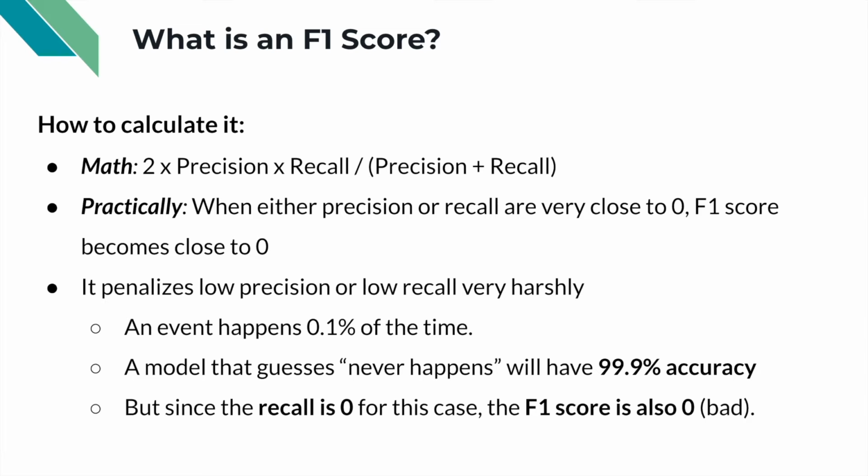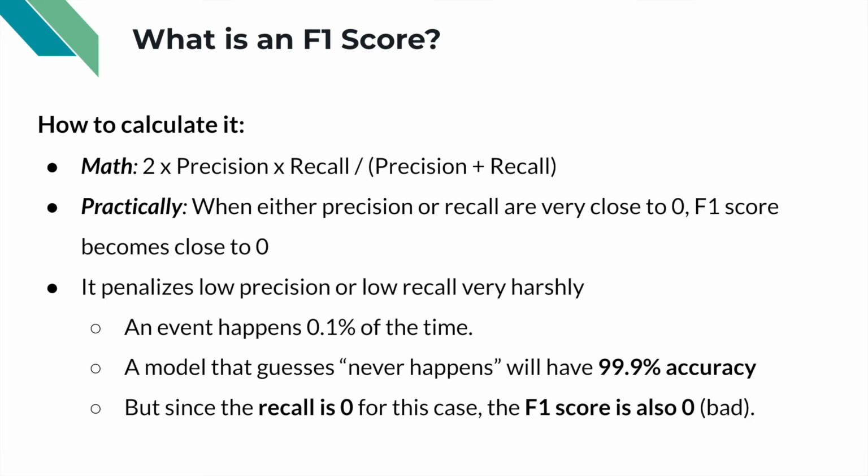Taking a look at the formula, what we can notice is that when precision or recall are close to 0, F1 score becomes close to 0 in a way that's nonlinear to the decrease of each of those values. Comparing it to accuracy, which is just the overall statement of correctness, we can see that F1 score actually penalizes very low precision or very low recall much more harshly.